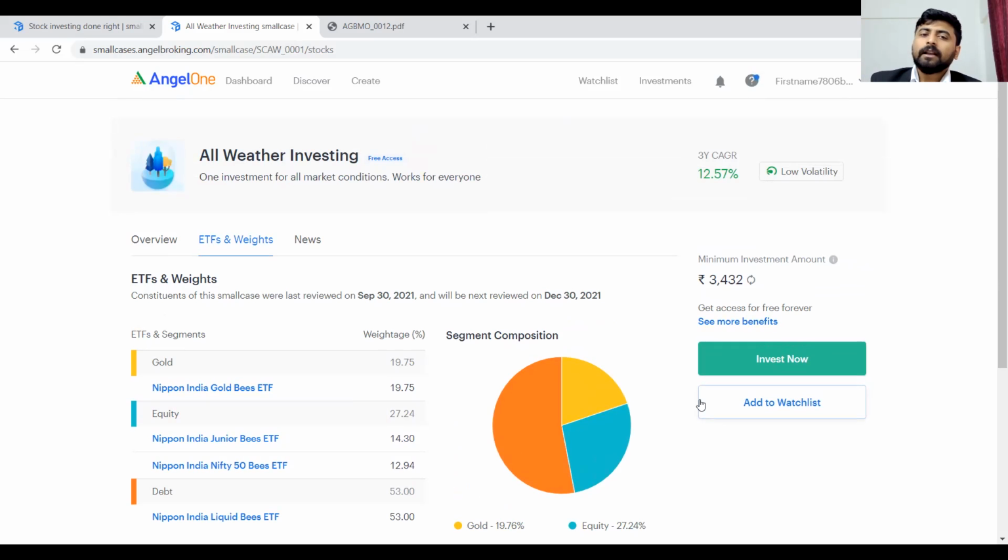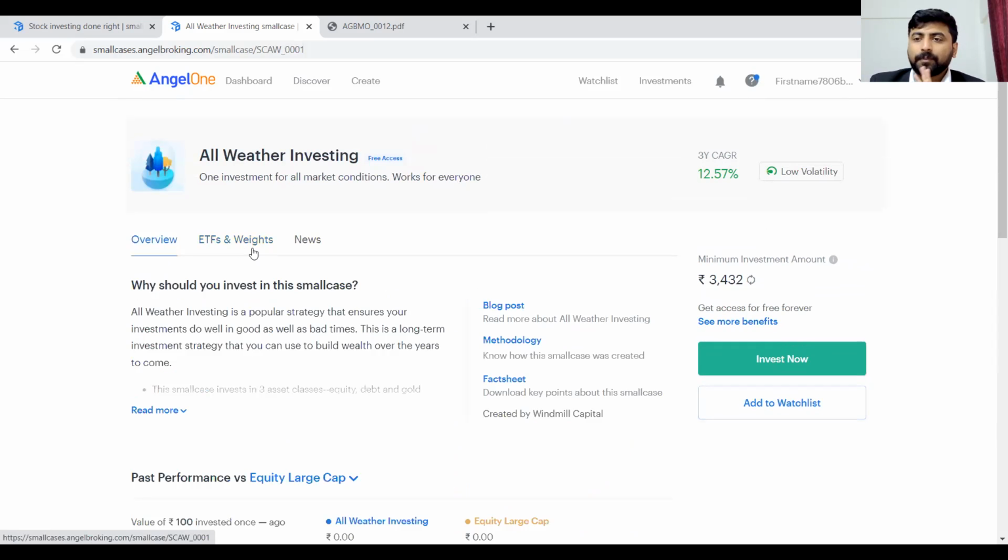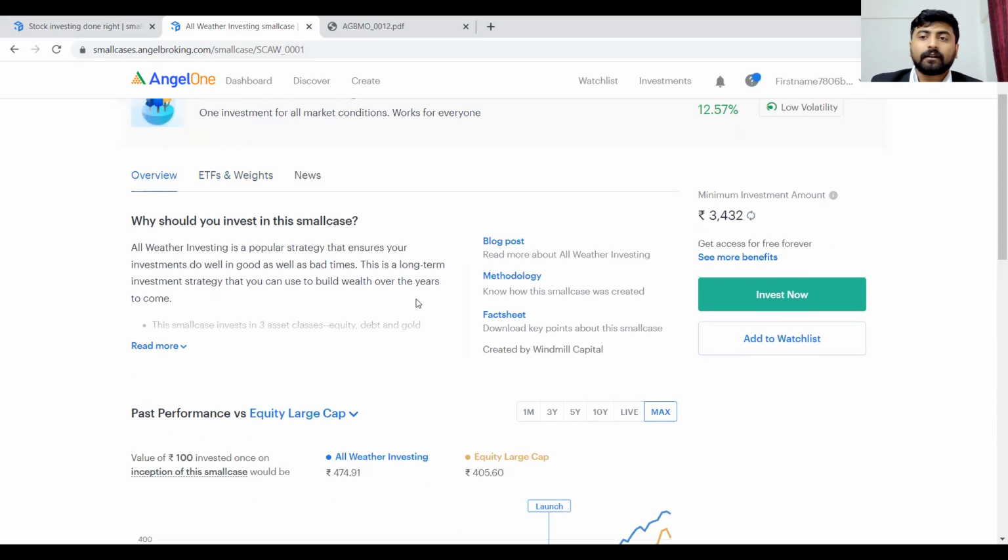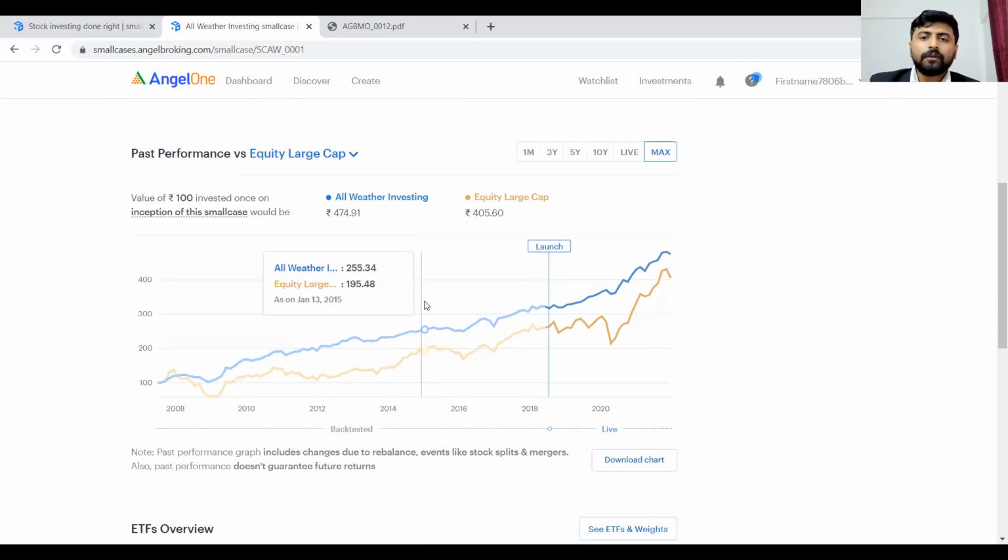Now, let us take a look at the performance metric. Then we will try to understand why it is categorized as low volatility. If you scroll down, you can see something called a launch button here. Anything before this launch button is the back-tested performance of this particular small case strategy. And anything post this launch is where you can see the real live performance of this small case.